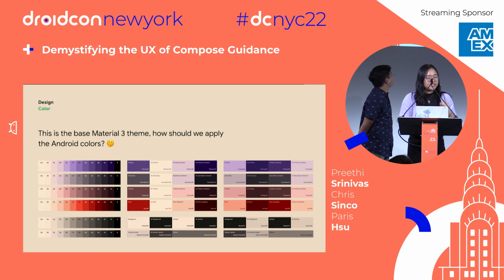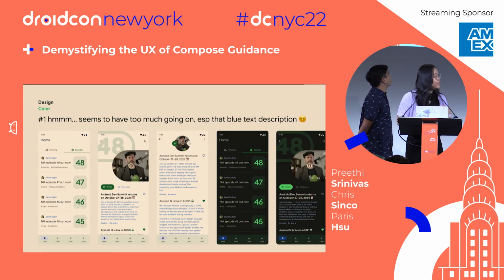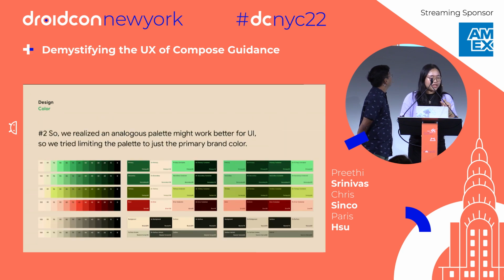And then the design team started asking, how can we apply the Android colors? So the first thing that we did is we tried the most obvious idea. We seeded the Android brand's colors, the green, the blue, the red, directly into the Material Theme Builder. And this is the palette that came out of it. If we apply that color palette onto some of the sample screens, you can see that it seems like there's too much going on, especially the blue text description. It also doesn't immediately shout as a news source app.